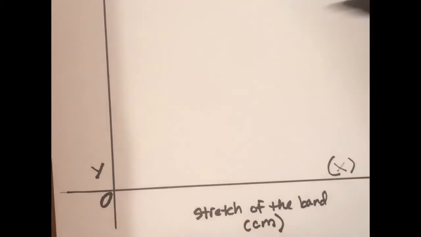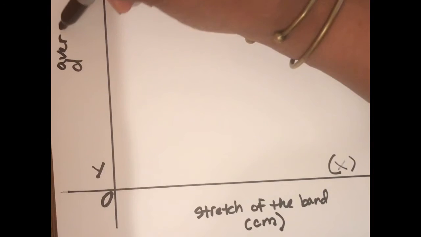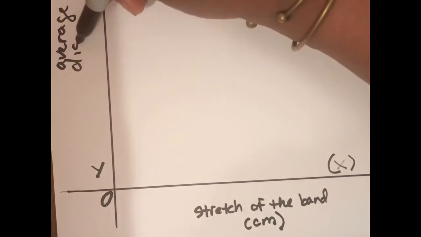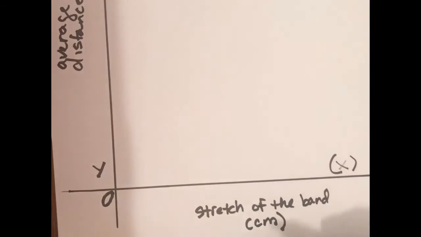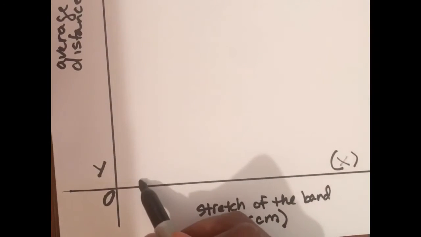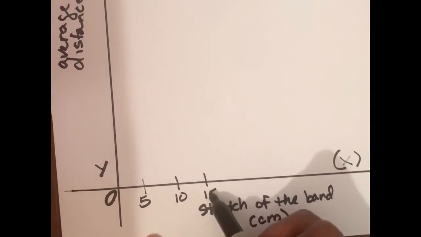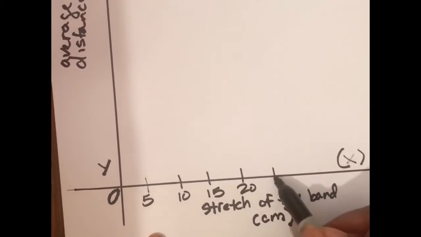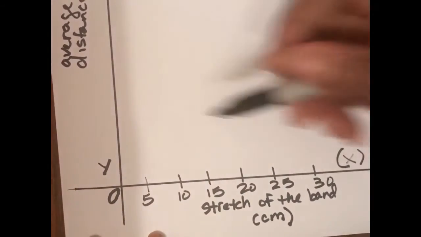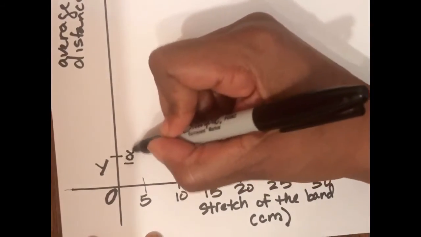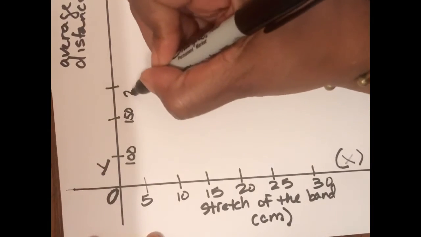And along the y-axis will be the distance, or the average distance, that the rubber band traveled in centimeters. And then we'll create our intervals, and we'll start at 5 centimeters and we'll go up to 30 centimeters. And in our distance, we'll start at 100, and we'll do intervals of 50.